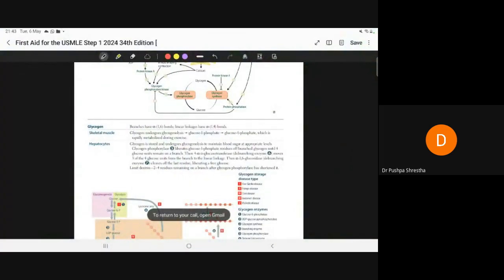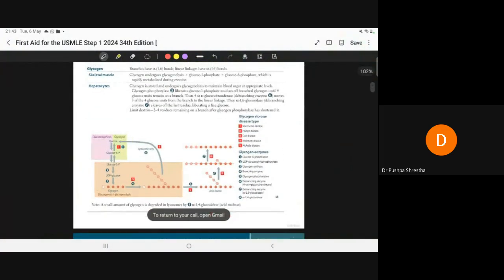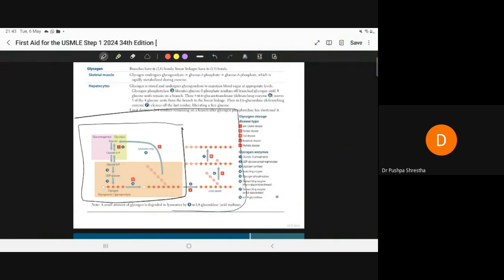Glycogen storage disease. There is a trick in the book. What they have done is they have written two things together. This is the synthesis of glycogen, and this part is the degradation of your glycogen, right? So don't mix it, because when they have written it, they have talked about both the disorders together, right? But they are different. One is with the synthesis, the other one is with the degradation.